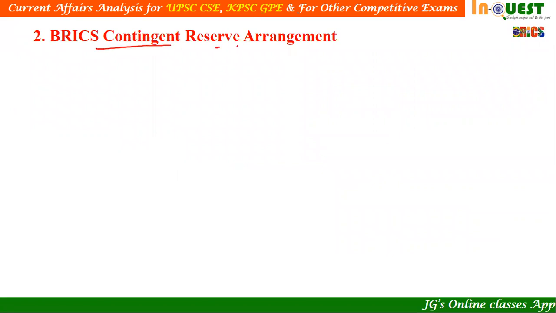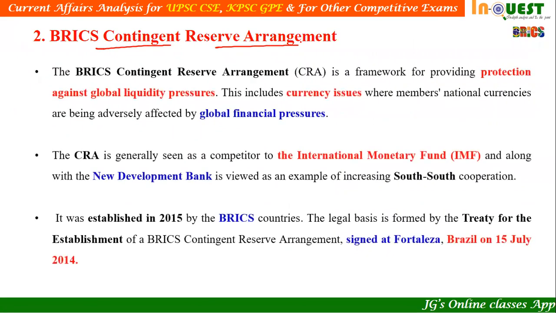Next, BRICS Contingent Reserve Arrangement. Now, what is the function of the BRICS Contingent Reserve Arrangement? It's not an agreement, it's an arrangement. In short, it is called CRA, and it is a framework for providing protection against global liquidity pressures. So you should know the difference between New Development Bank and CRA.